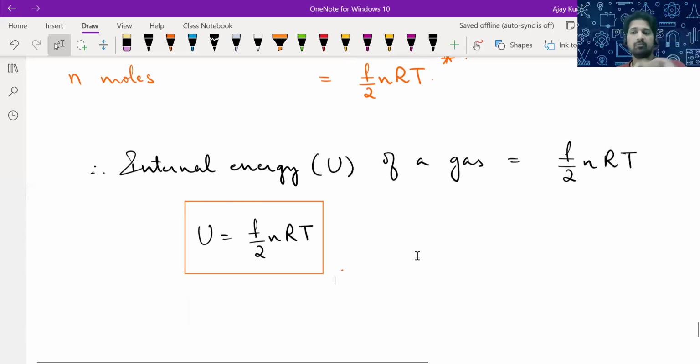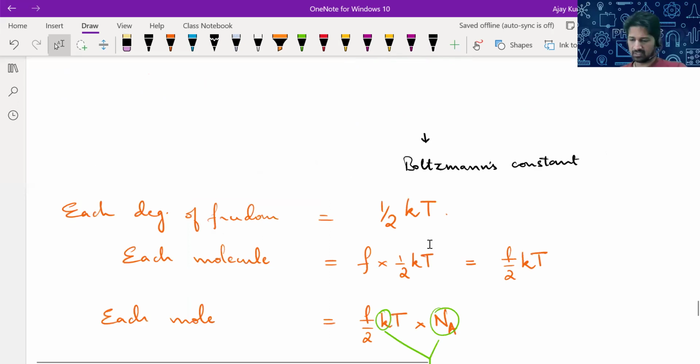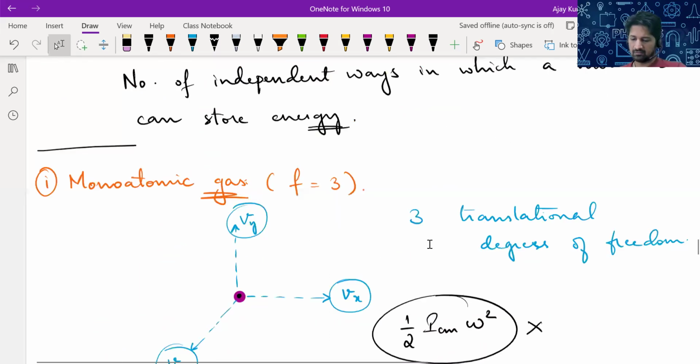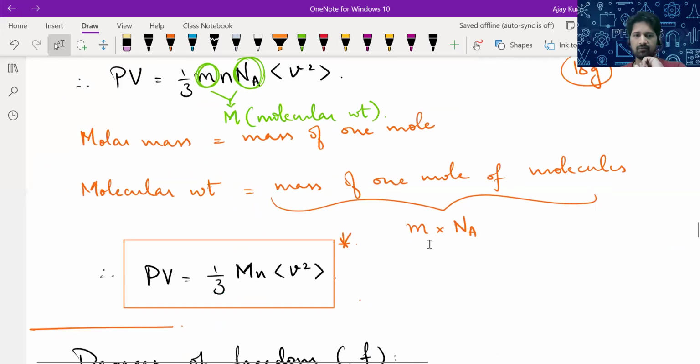Now the aim was to derive the ideal gas equation, PV is equal to nRT. First, in the first half of this class, we derived a relation between pressure and speed of gas molecules: PV is equal to 1 by 3 mnv square. That's the relation between pressure and speed.